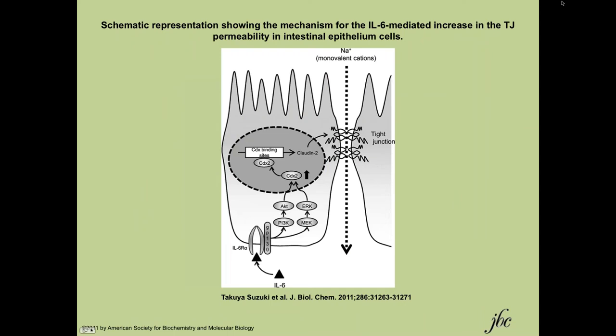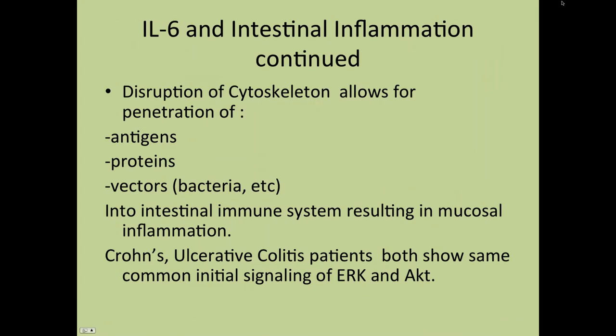And this just kind of shows IL-6 mediating the tight junction. So when IL-6 goes up, Claudin-2 goes up. Claudin-2 goes up, the tight junctions unwind. Real simple. It's coded on a protein, and it triggers PI3K and AKT, and within the cell you get this Claudin exacerbation. And so once again, when you disrupt the cytoskeleton, antigens and vectors appear.